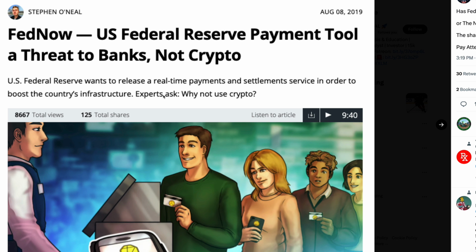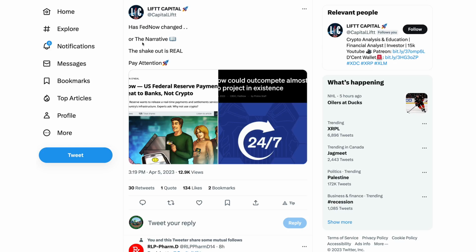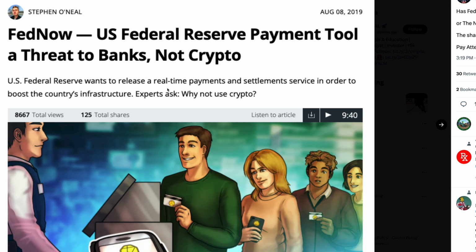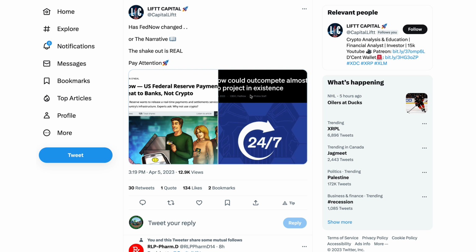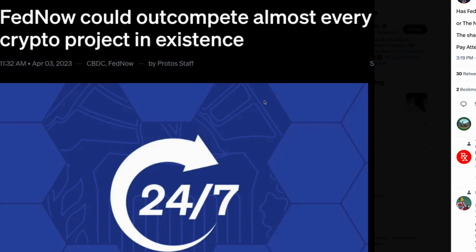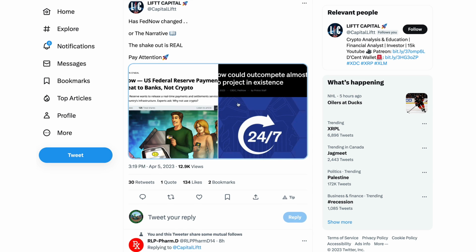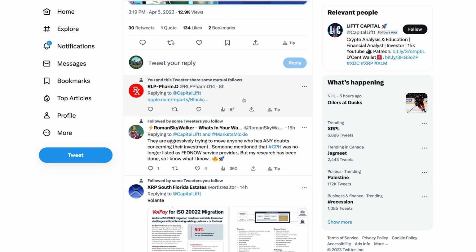Well, he's bringing us back in time. Take a look at this article from August of 2019. FedNow, when it was originally announced: FedNow, U.S. Federal Reserve payment tool, a threat to banks, not to crypto. So at that time in 2019, they were saying it was a threat to banks, not to crypto. Now, this is what they're stating. This is what the narrative is purporting, okay? FedNow could outcompete almost every crypto project in existence. So a bit of a tricky situation I think they're finding themselves in.